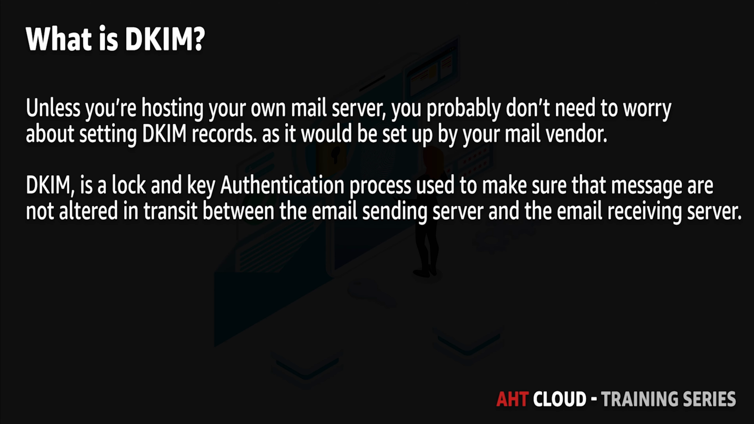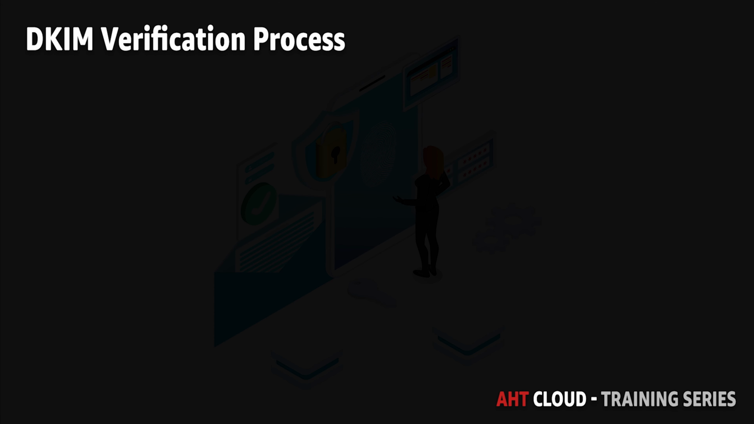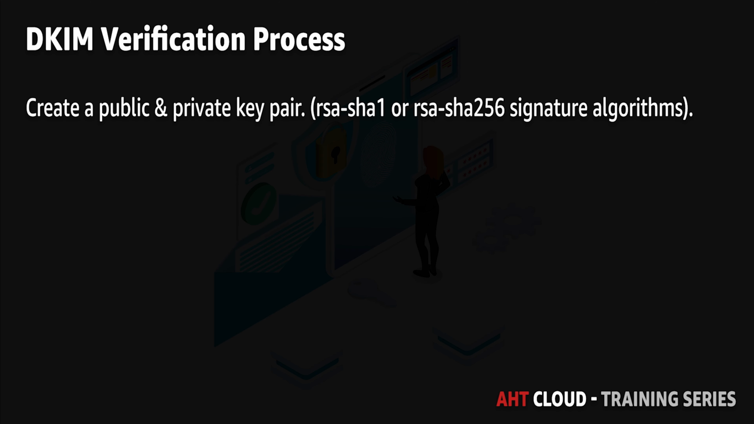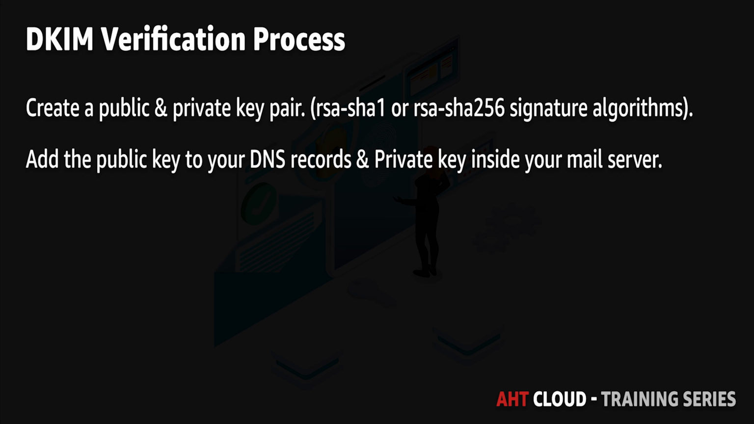DKIM is a lock and key authentication process used to make sure that messages are not altered in transit between the sending mail server and the receiving mail server. The DKIM authentication process is very simple. The first step, you create a public and private key, either using RSA SHA-1 or RSA SHA-256 signature algorithms. You add the public key to your DNS record, and you store the private key either on your own server or with the email service provider.